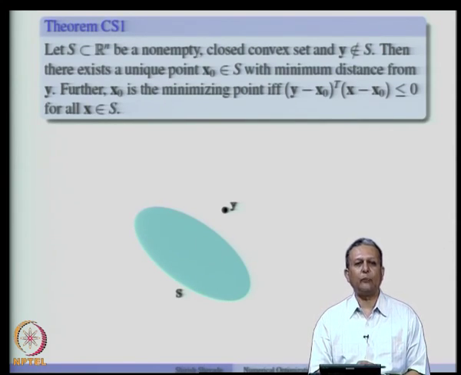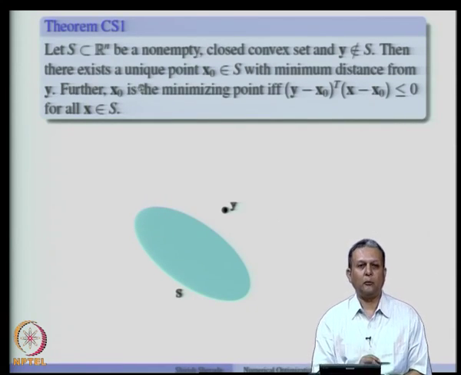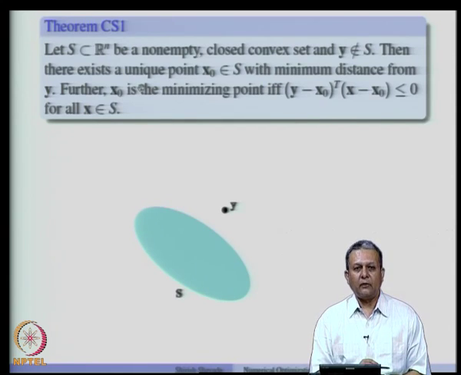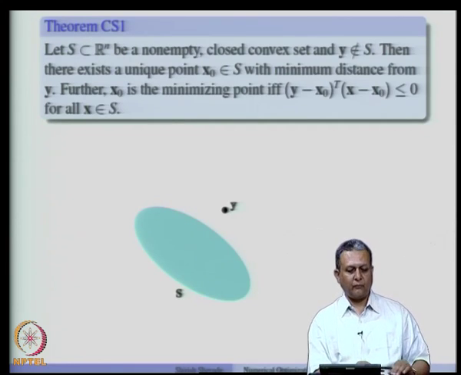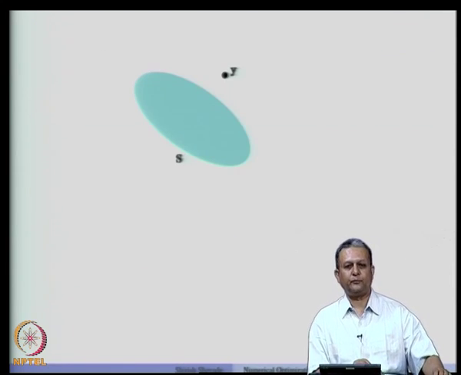So, you cannot find any other point in the set S which is at the same distance as the distance between y and x naught. Okay. So, this is a very important point that needs to be noted. And further, if we take that point x0 and take any point x in the set S, and take the two vectors y minus x0 and x minus x0, the dot product of those two vectors is non-negative, which means that they make an obtuse angle with each other. So, we are going to see the proof of this theorem now.